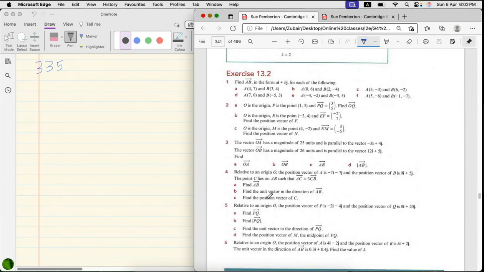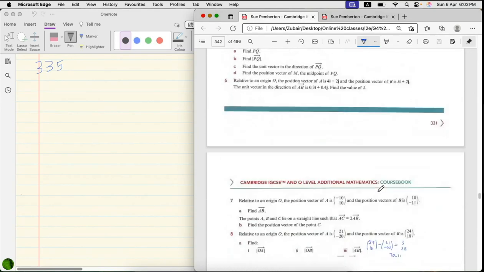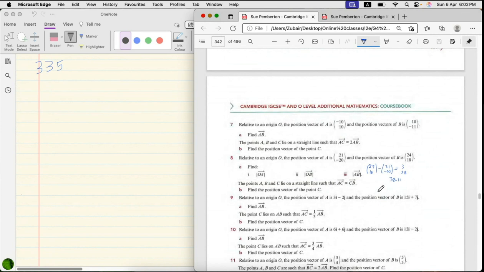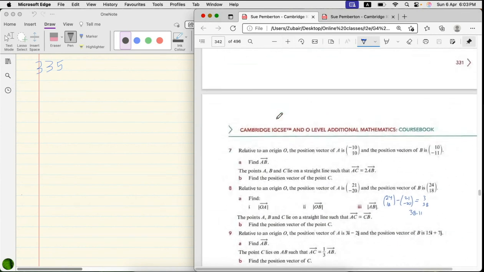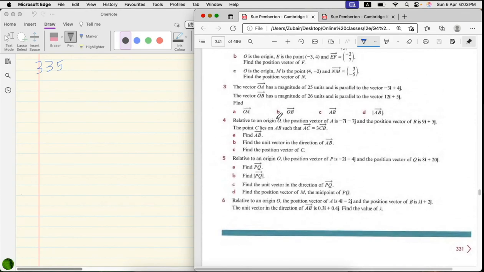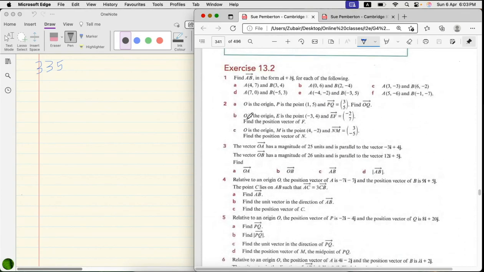Did you get time to solve any of these as practice? No, not a lot. If you didn't get time, we can do it together.